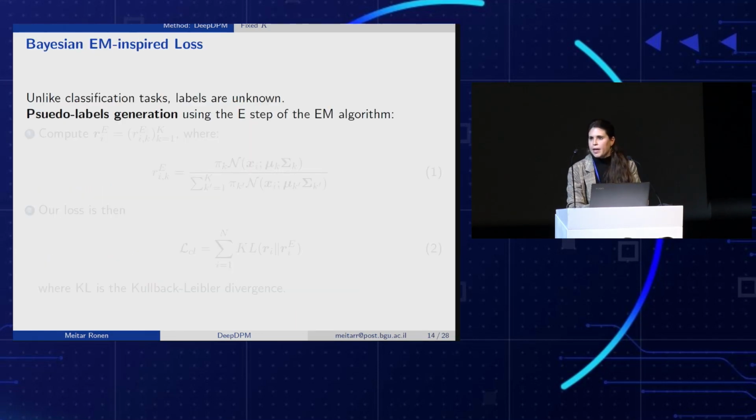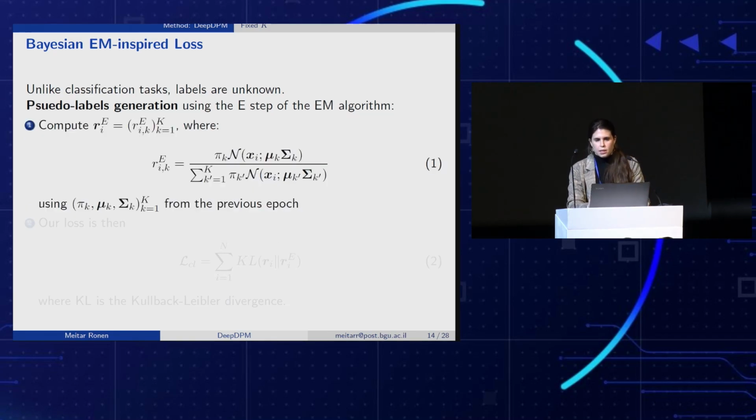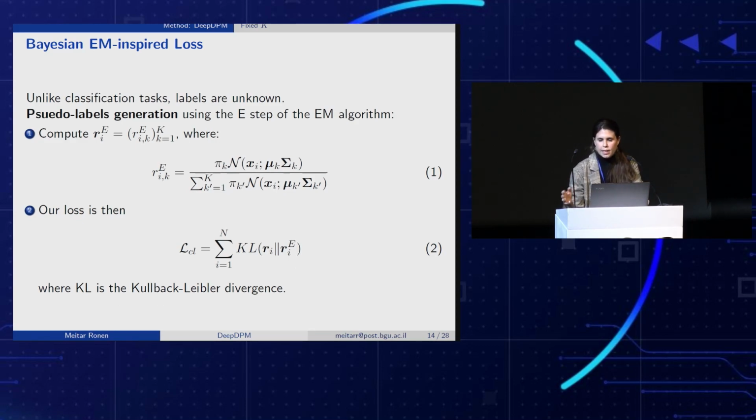As we said, this is not really classification, this is clustering, so we don't have labels. So we design our loss to take as an input pseudo-labels, which we generated using the EM algorithm. The E step of the EM algorithm has closed form equations, which we can use. You can see it right here. And we compare the predictions of the network to these assignments. So you take the closed form probabilities of the E step of the classical EM algorithm, and we try to make our network's predictions become as similar as possible to them using the KL divergence. So basically, we encourage the network to produce predictions which are similar to the predictions of the E-step of the EM algorithm.